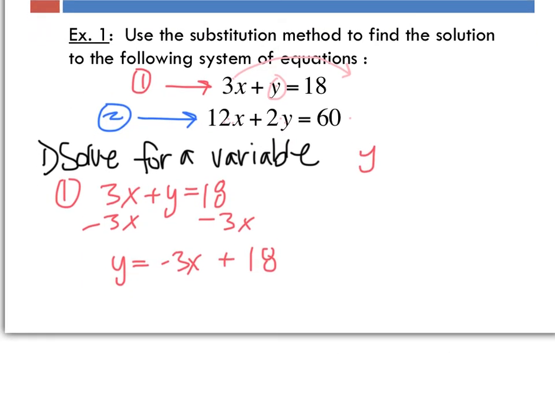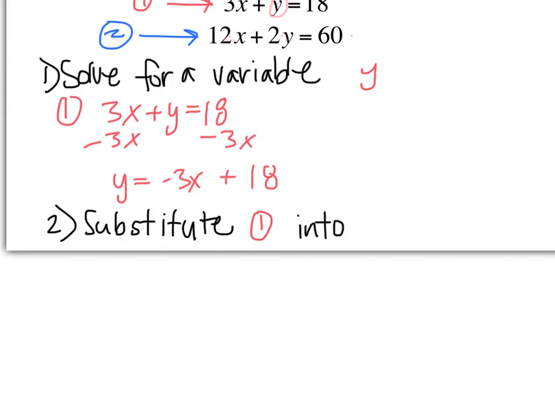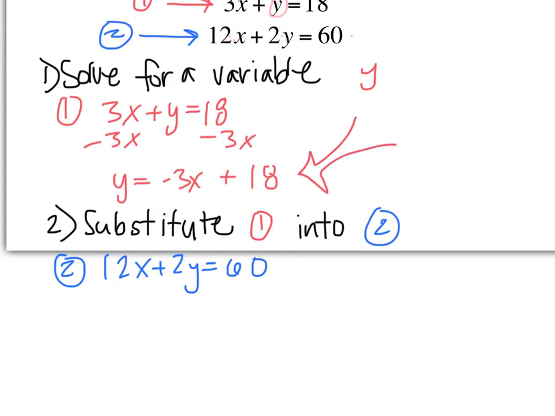Now the second step would be to substitute. In this case, we're going to substitute what we found in step 1, which is our new equation 1, even though it's not really new, into the equation we haven't used yet, which is equation 2. Let me show you what I mean. Equation 2 is 12x plus 2y equals 60. We just found that y is equal to negative 3x plus 18. So all we have to do is substitute that in.